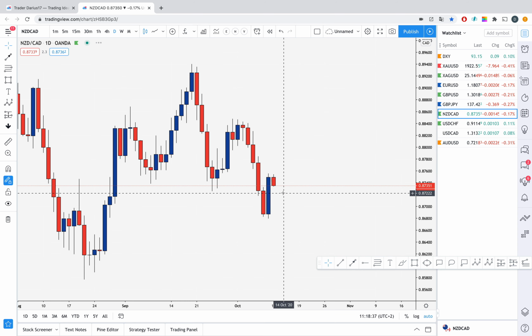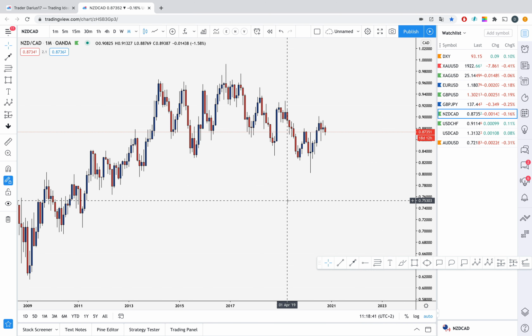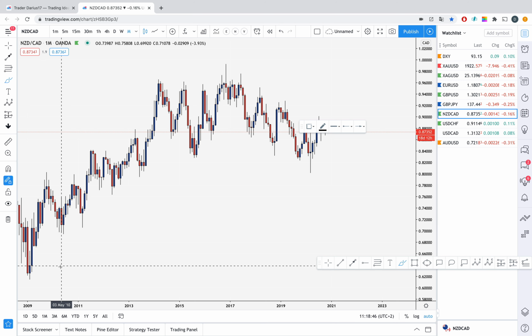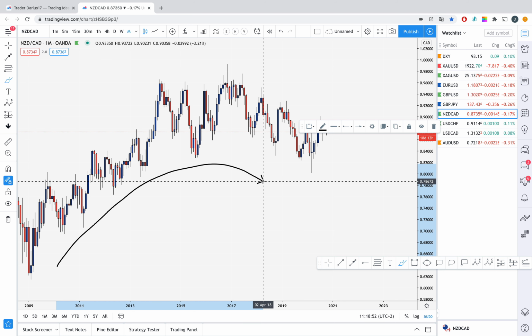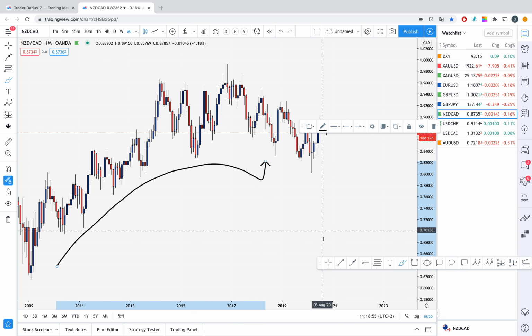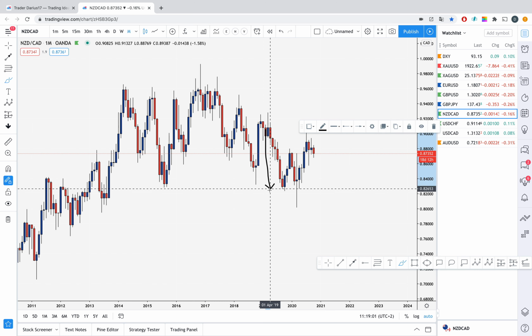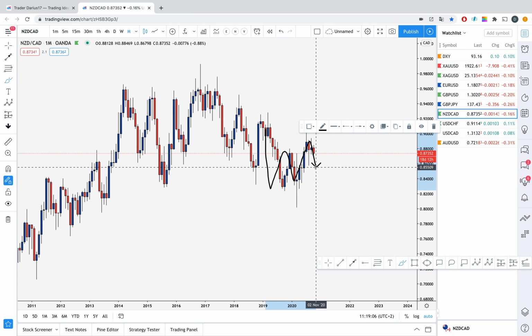Okay, NZDCAD. Oh yeah, pretty nice pair. Quick check on the monthly. What we can see is actually that the price is in this major uptrend. Then it was providing us this corrective, and right now it looks like we are done with this correction, that we can continue to move higher. Why? Well, in the first place, price provided us this W formation. Price already tested this neckline area, and right now we can expect a push to the upside.